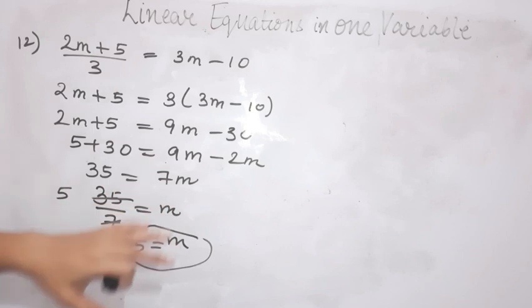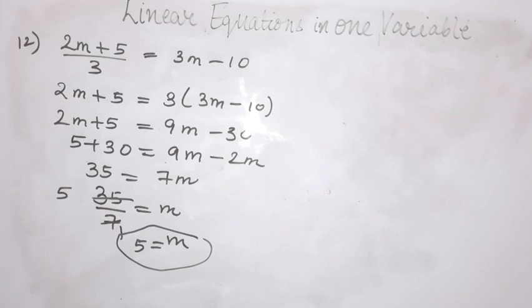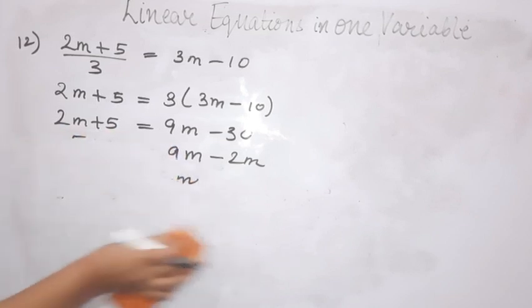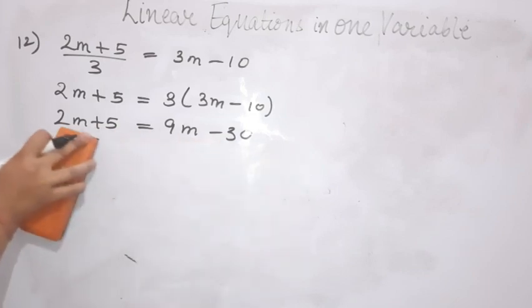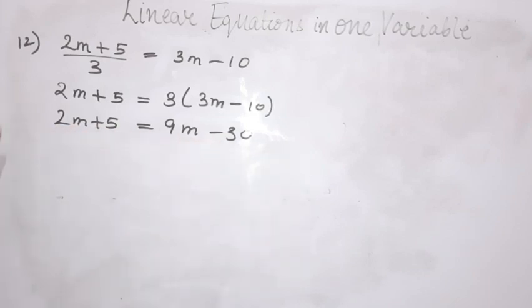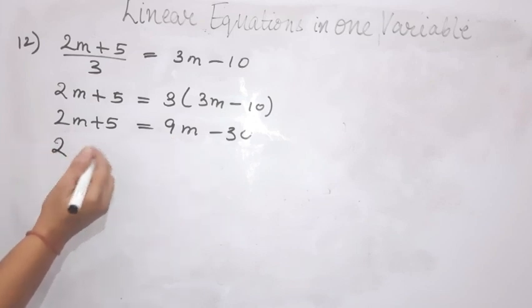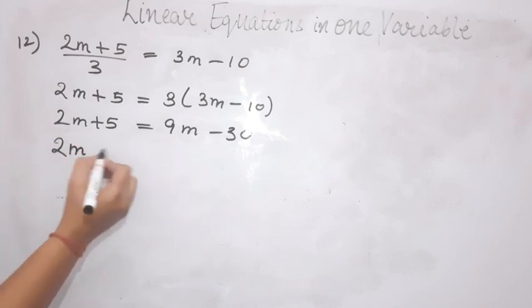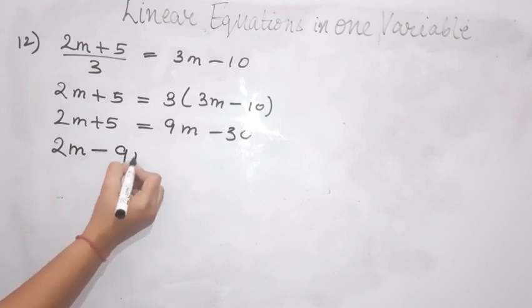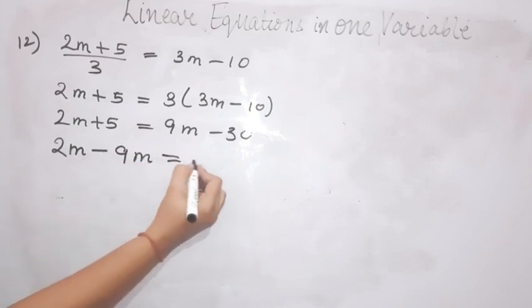We can do it another way also. One student has commented that I have taken x on the other side. So it's up to you how you solve. I am solving this question in another way also. Okay, so instead of sending this 2m to that side, what am I doing? I am keeping m on the left side. Okay, so this 9m will become negative, minus 9m is equal to minus 30.